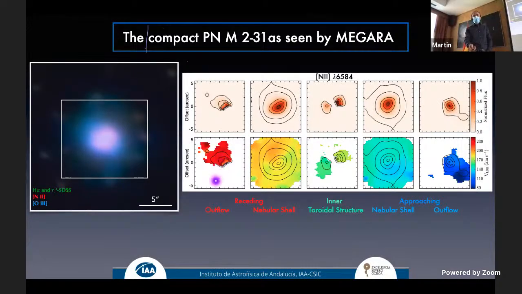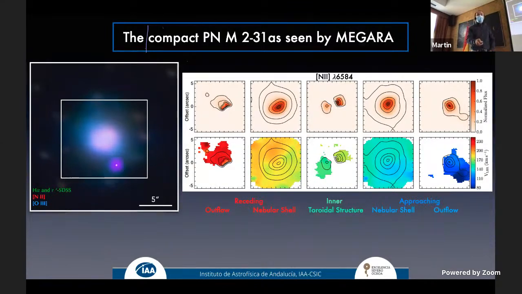So we have one receding outflow at a fast velocity and one approaching outflow, and you see that the outflow is not going along this direction, where it can be seen that there is some kind of outflow, but it's actually going along this direction. So really the fast outflow here is along this direction, not that one. We also see that there are two components from the shell, the one which is approaching us and the one receding.